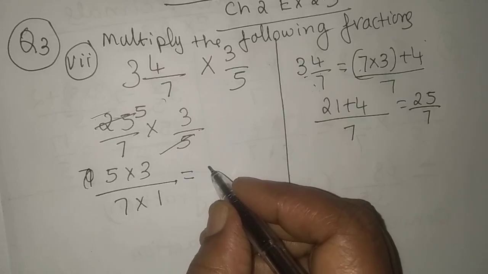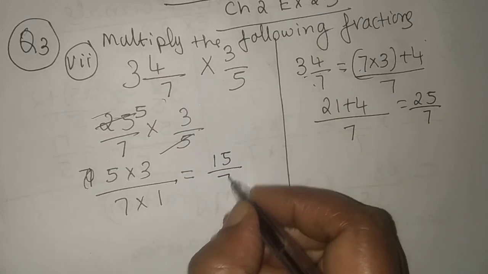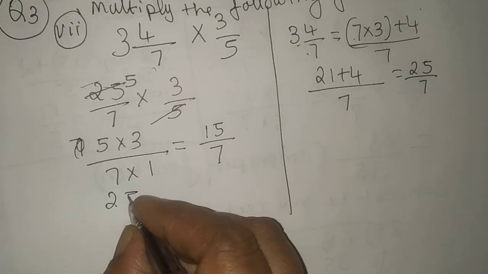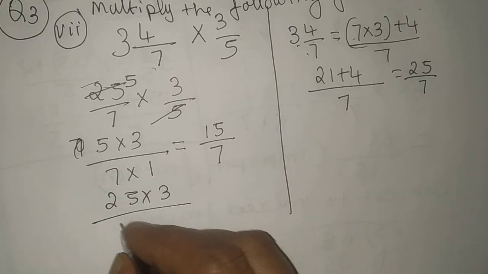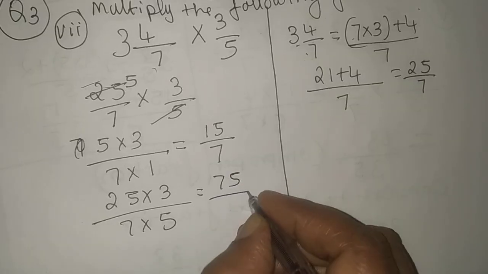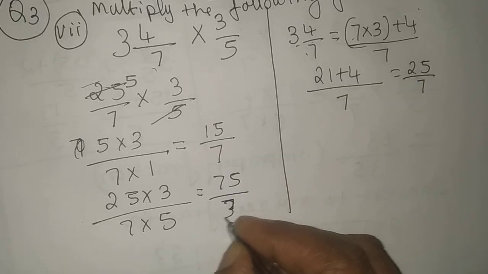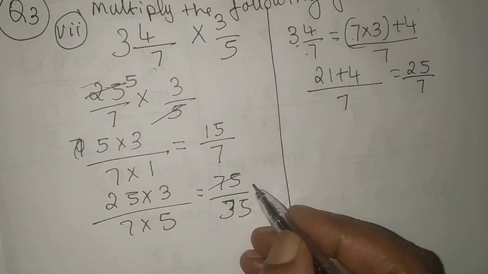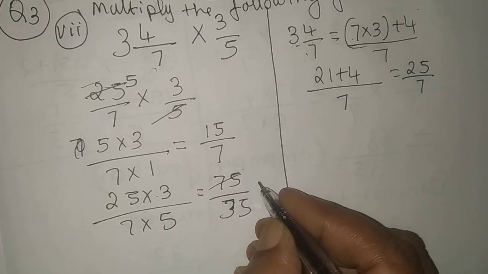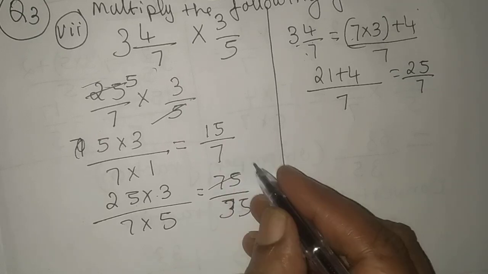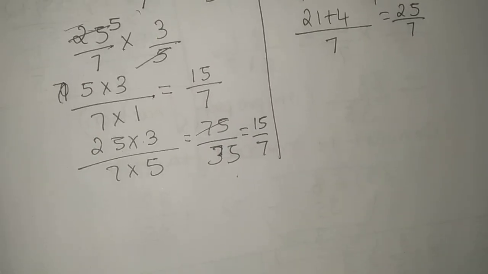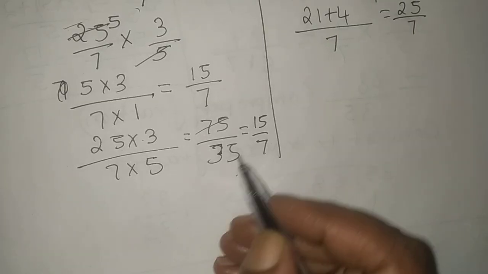You will get 15 by 7, or you can directly multiply: 25 into 3 and 7 into 5 will get 75 by 35. Both are the same, 15 by 7 when simplified. So reduce to the lowest terms.